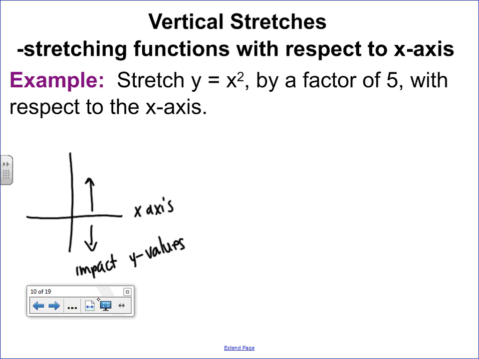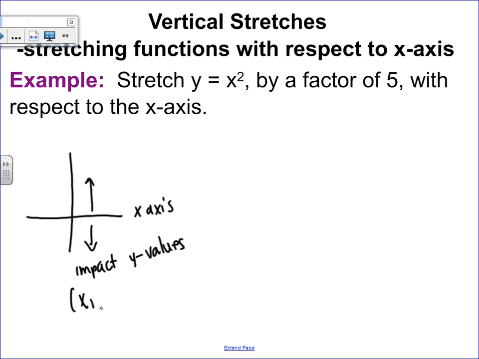So in terms of my mapping notation, all of my x, y values are going to become x, a·y values. Or in this case here, I'm stretching it by a factor of 5. They're all just going to be 5 times bigger. So let's go to our equation, y equals x squared. Now I'm stretching these by a factor of 5. So I'm taking all of my y values and making them 5 times bigger.